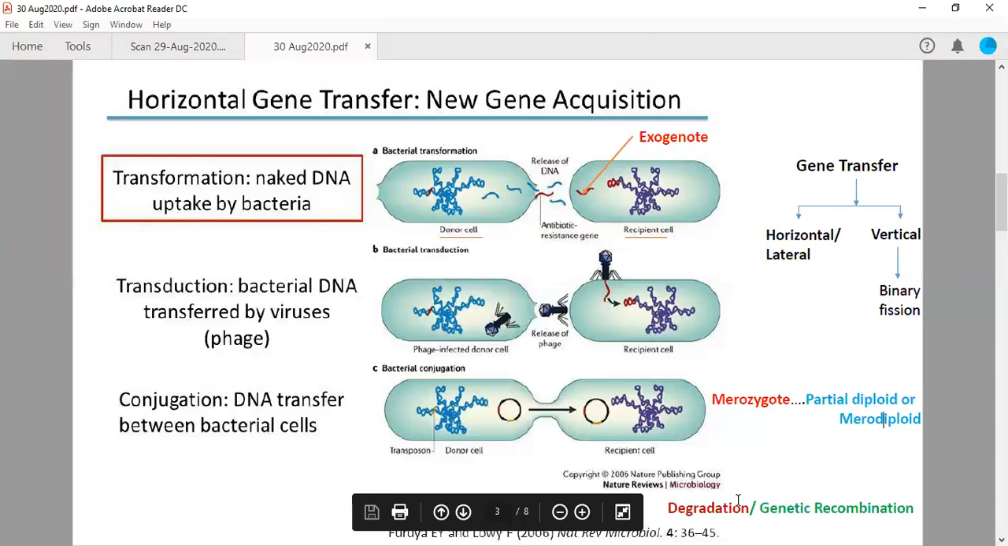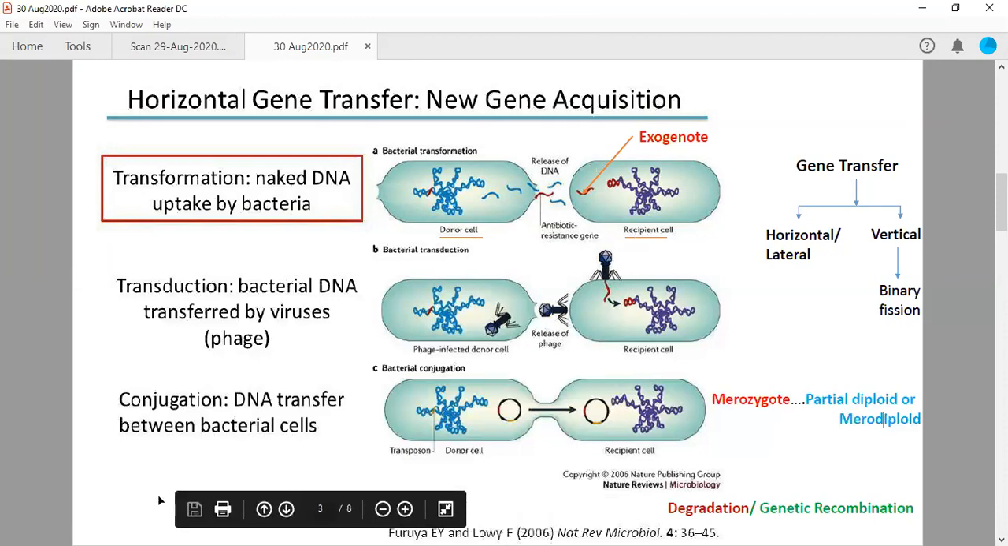I told you that either the degradation of this received fragment of DNA will take place, or there is genetic recombination. So there is a competition between these two processes. Either it will be degraded after entering the recipient bacterial cell, or it will be integrated into the bacterial chromosome, the endogenote, by homologous recombination.